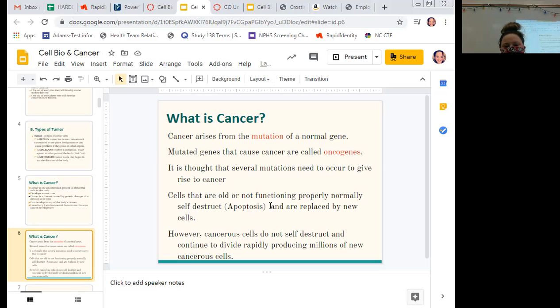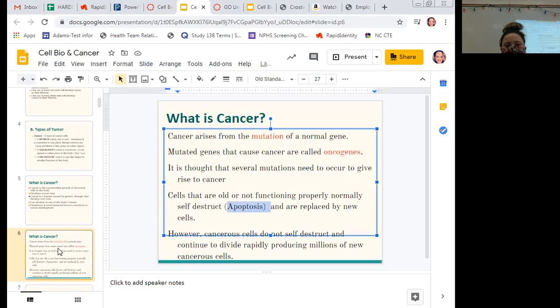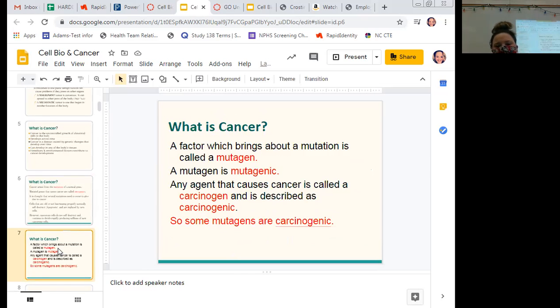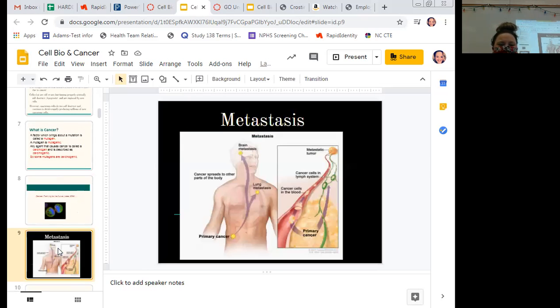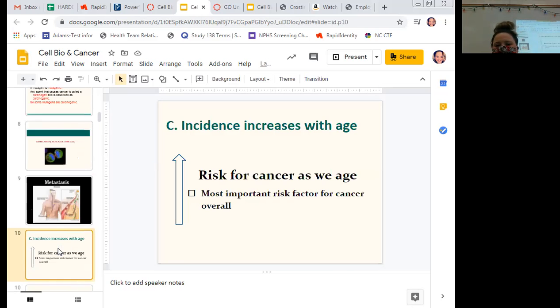Here's that fun term, apoptosis. Make sure you know that. So we've gone through this slide. That's just a little video. We've talked about metastasis. It means that it's gone on the road and moved into another part of the body.